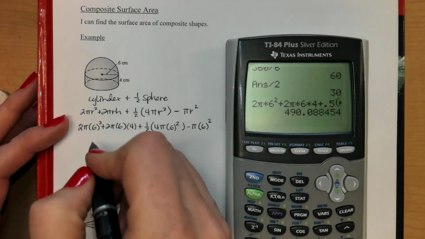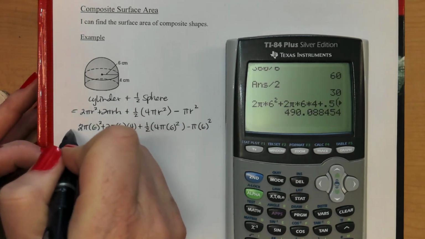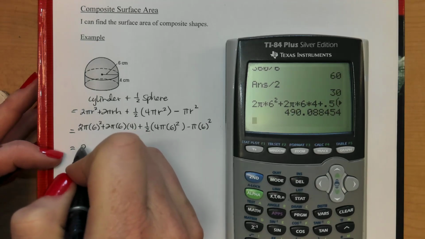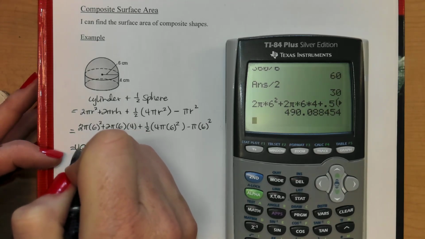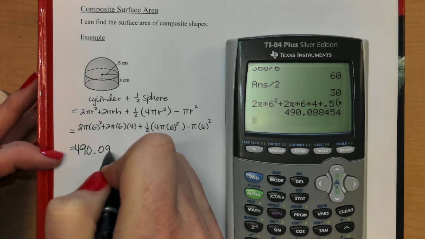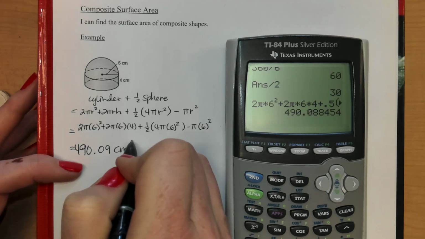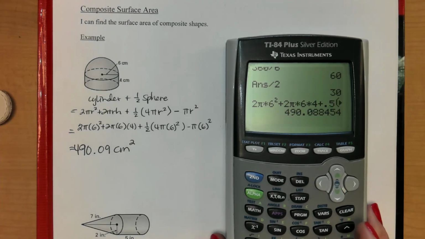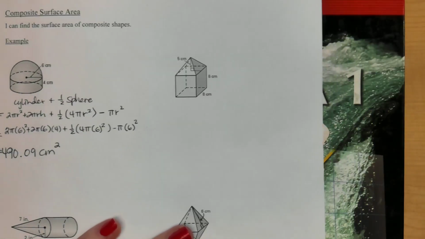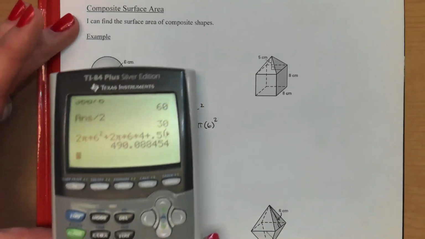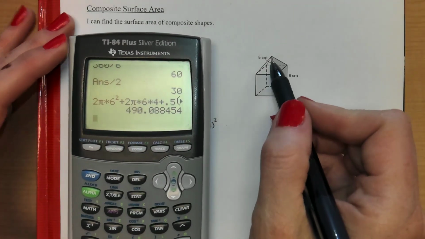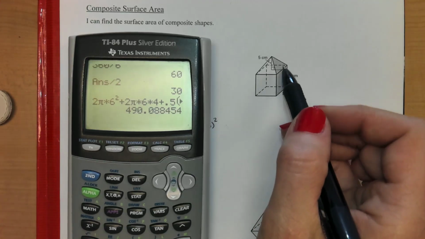So my surface area for this one is about, oh, I didn't even put an equal sign, 490.09, and we are surface area, so we are squared. That's our first one. Next up, I've got this cube on the bottom, and then going with a rectangular pyramid.